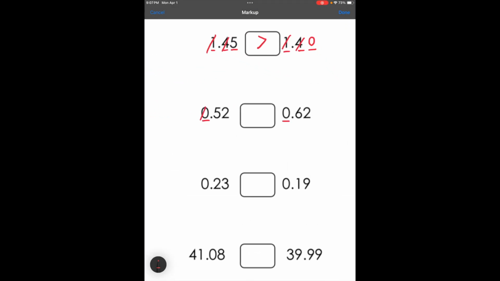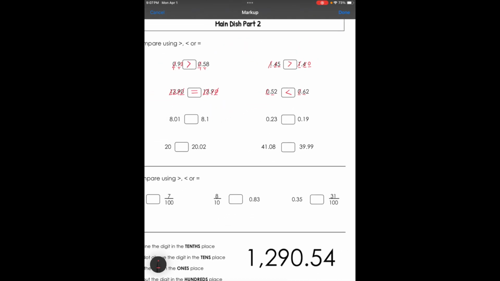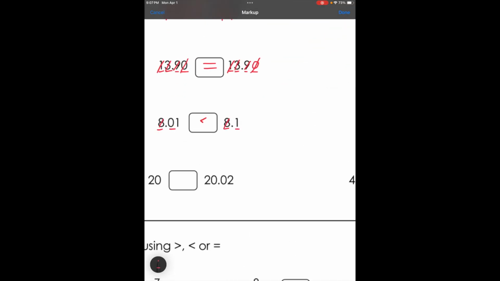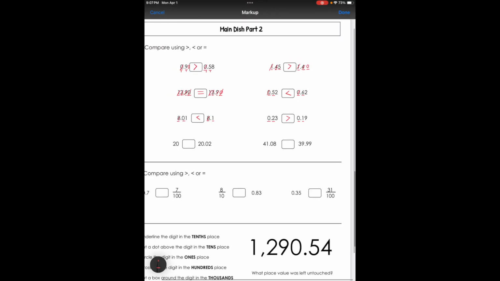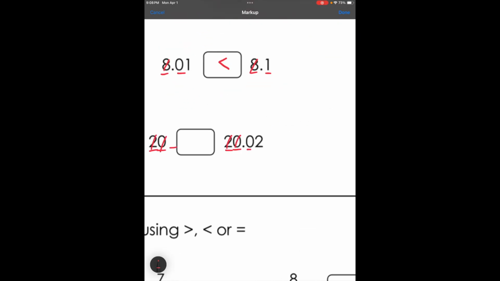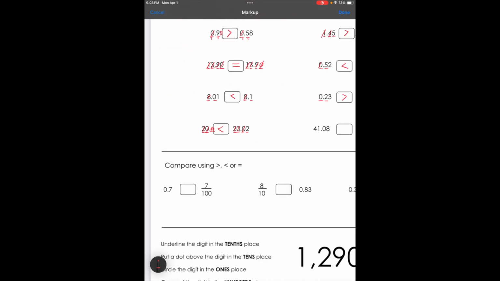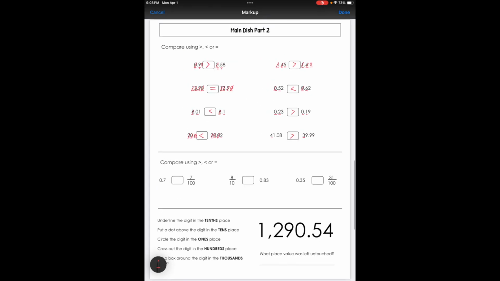Whole number ones place first, they're the same. 5 tenths versus 6 tenths. 0 and 52 hundredths is less than 0 and 62 hundredths. Go ahead and try the next 4 on your own. All right, go ahead and check your work with mine.